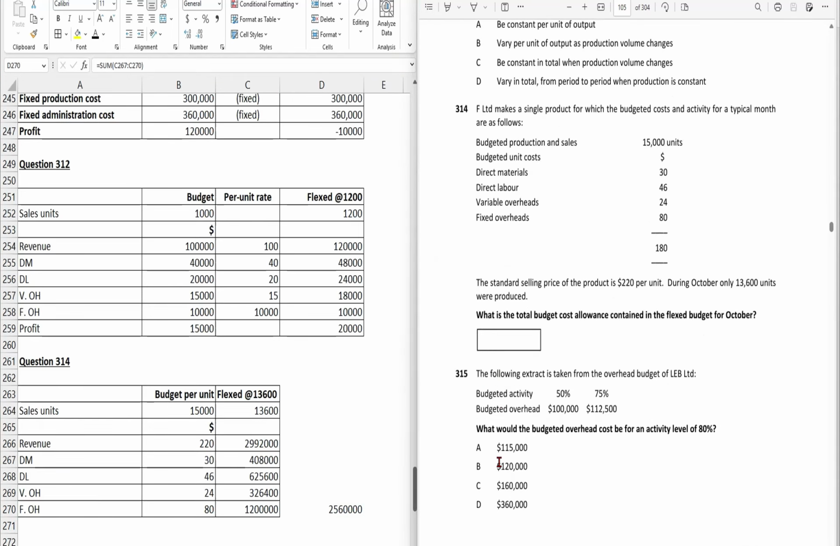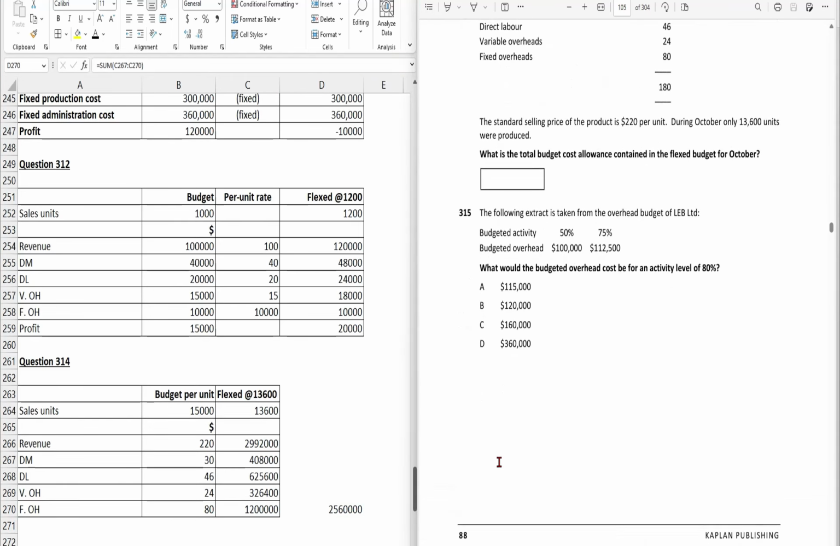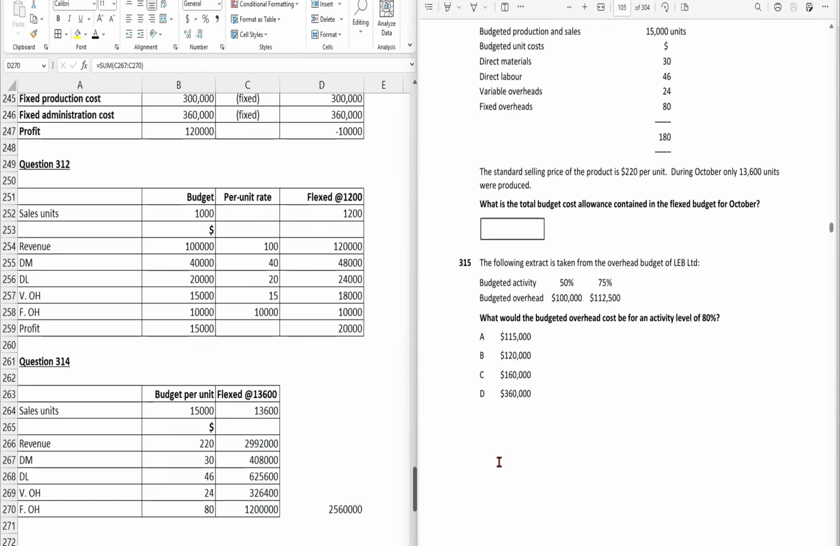Now next question. The following extract is taken from the overhead budget of LEB Ltd. There are 2 budgeted levels of activity, and here we have to use the high-low method. Obviously, the cost per unit will not be the same in this case. So what would be the budgeted overhead cost for the activity level of 80%?